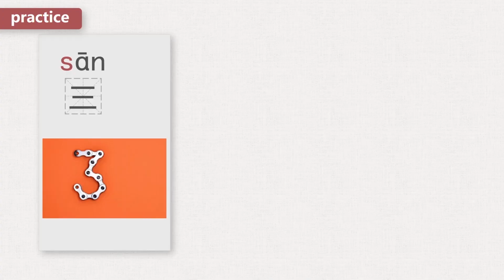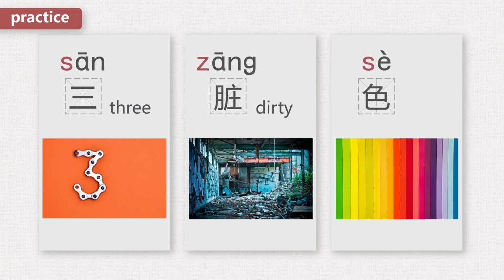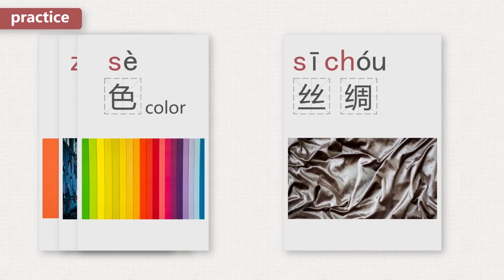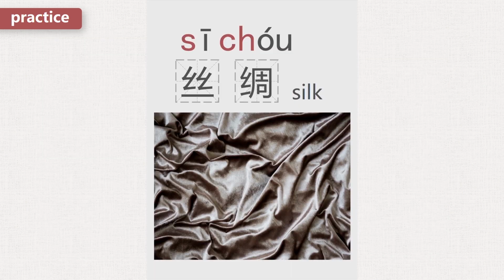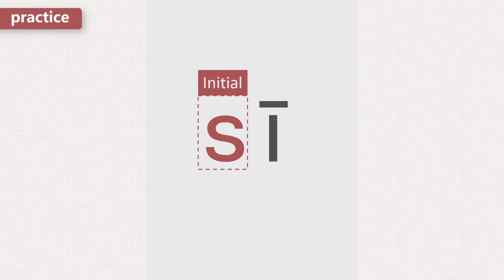思安, 三, 3. 资安, 脏, dirty. 丝色, color. 丝绸, silk. Here, 丝, the same as 之 we learned before. It is a special final used after 滋, 呲, 丝. You also just read the initial and the tone. Here, I'll give you some more examples.